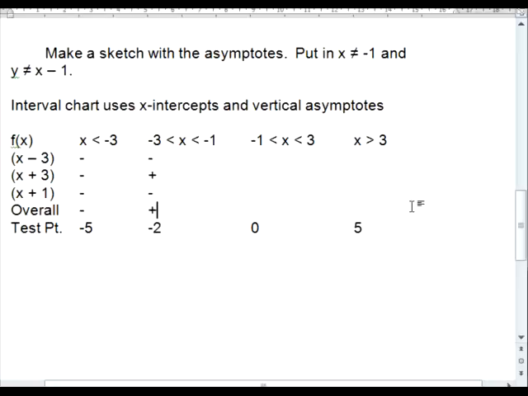0 minus 3 is negative. 0 plus 3 is positive. 0 plus 1 is positive. The overall result is negative. And 5 minus 3 is a plus. 5 plus 3 is a plus. 5 plus 1 is a plus. The overall result is a plus. Okay, so I'm going to give you a second to copy that down. Hit pause on the video, please, supply teacher, till they get it. And then we're actually going to graph it here.